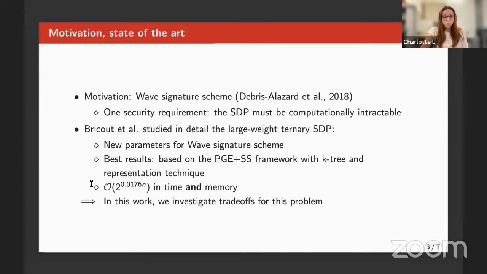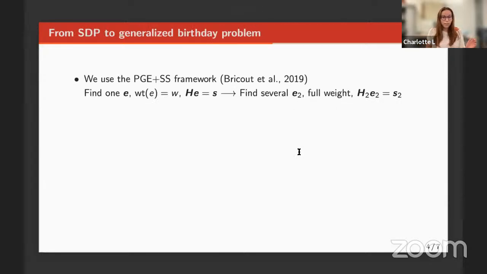To do that, we started the same way as Bricout et al. That is, we use the PGE plus SS framework. It's a framework that was formalized by them, and this is a modular description of most ISD-based algorithms. So here on the left-hand side, we have the original syndrome decoding problem, and on the right-hand side, this is the sub-problem derived thanks to this framework.